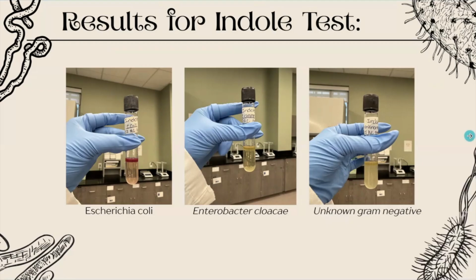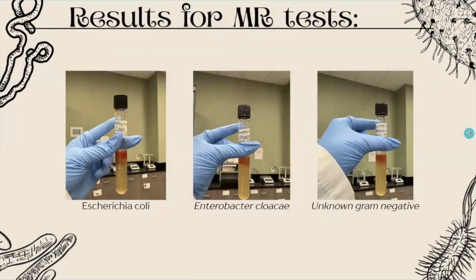For our methyl red test, for the E. coli, we see a bright red layer on top, which is indicative of a positive result, and we interpreted this as it producing stable acids through mixed acid fermentation. For E. cloacae, we see a yellow orange, but there's no red. This is a negative result. And we interpreted this as producing neutral end products. There's no mixed acid fermentation.